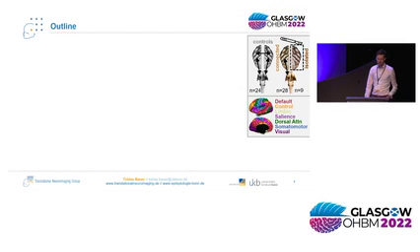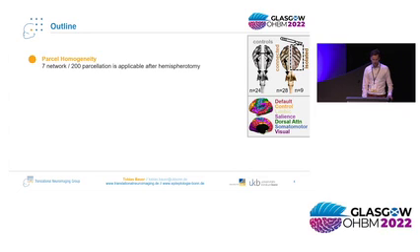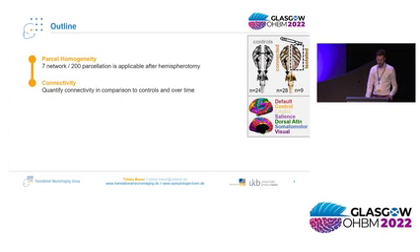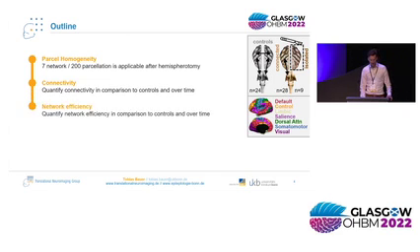So next, let me give you an outline of how I will guide you through the results of our study. First of all, we tried to show that this parcellation that we applied on those very lesioned brains is actually applicable. As we have shown that, we will look into the connectivity and will quantify it in comparison to healthy controls and also over time. And last, we will have a look at network efficiency before I will come to the conclusions.